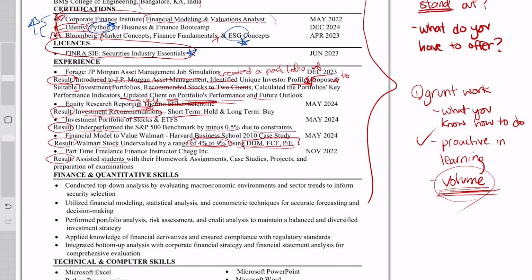Investment portfolio of stocks and ETFs. So I'm assuming that this is your own portfolio, or maybe you can combine these two together where it says financial model to value Walmart. Instead of saying Walmart Harvard Business Case Study, you can also write financially valued companies for your investment portfolio of stocks and ETFs. And then under that, for each bullet, after you combine these two, you can write specifically one about the types of companies that you had in that portfolio.